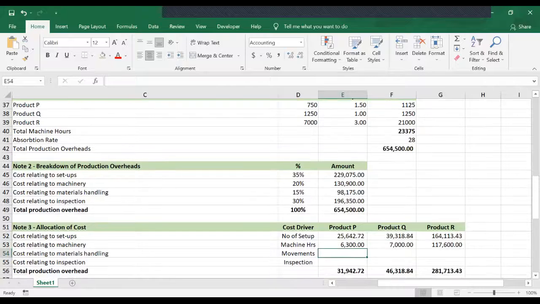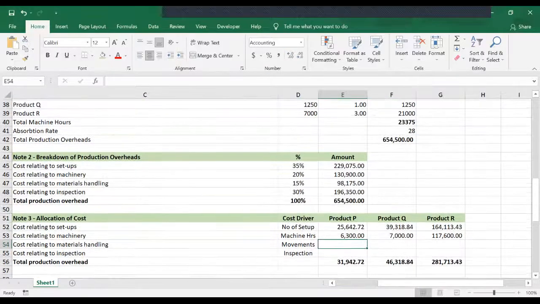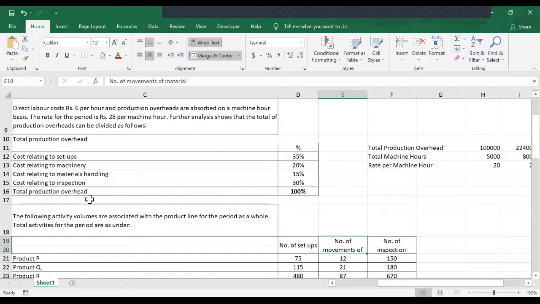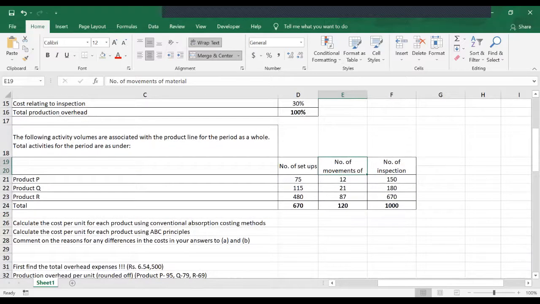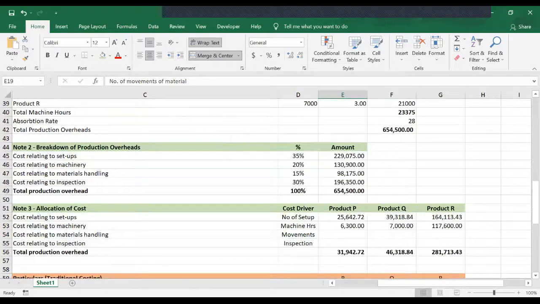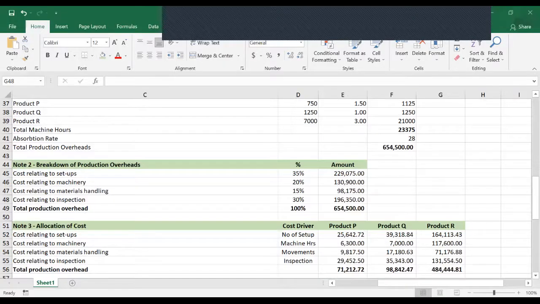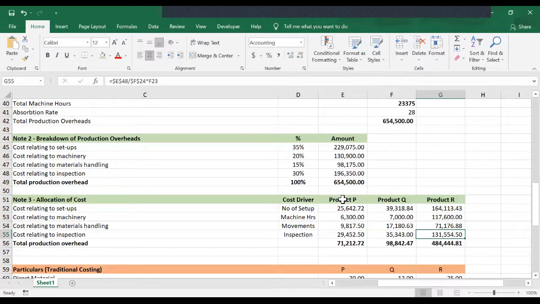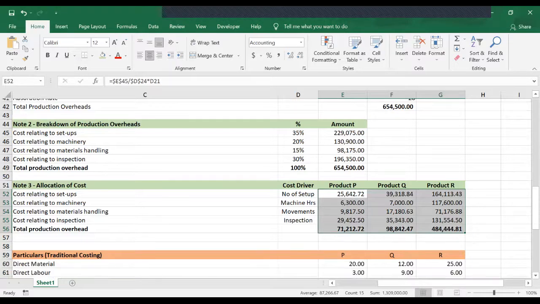Similarly, material handling would be based on the movement of material. The more you move the material, the more handling is required. So movement of material will be the driver for material handling, and inspection cost will be based on the number of inspections. In the interest of time, I'll quickly do these as well. Okay, I filled up the entire details, and I hope this part is clear. This was the most calculation intensive part, and now that this is done, the rest is simple.